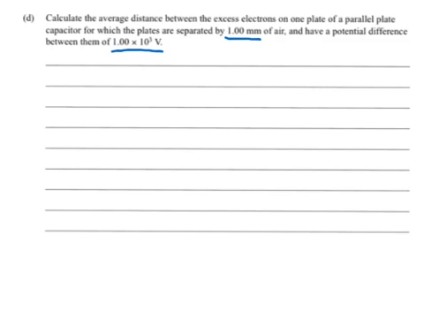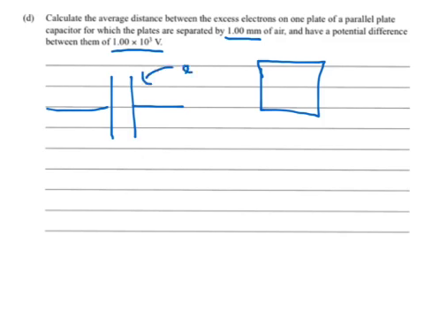Let's just quickly revise what's happening with the capacitor, and then we'll look at how we might approach this. So, parallel plate capacitor: one plate's going to be charged up by having electrons put on it, one's going to have electrons removed from it. This one becomes positive, this one becomes negative. So we're looking at the average distance between the excess electrons on one plate, so I think we'd be right in assuming that we're dealing with the negatively charged side. Okay, and so we've got a whole bunch of electrons on the plate.